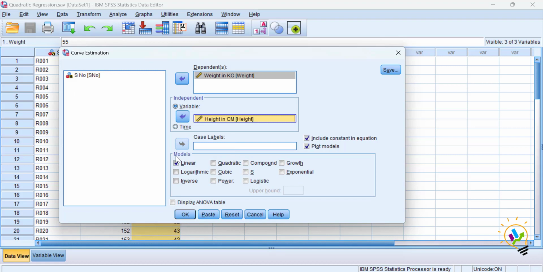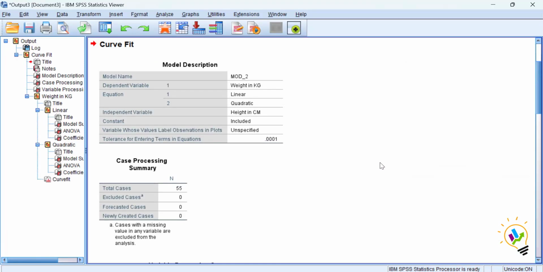Now we are going to select a model. Linear is there by default. We will select quadratic and we will select the check box, display ANOVA table. Click OK. Now we are in the output screen.